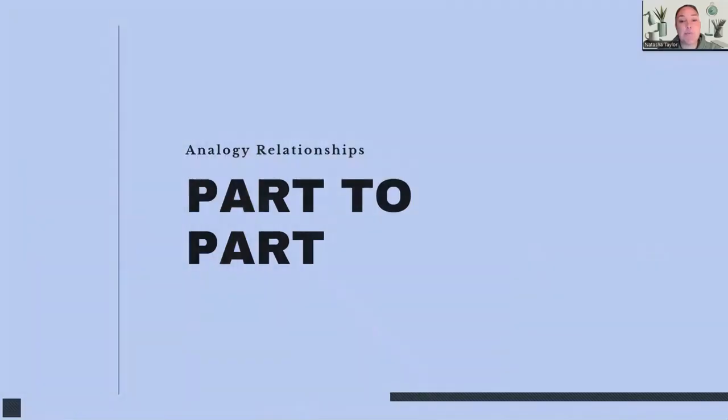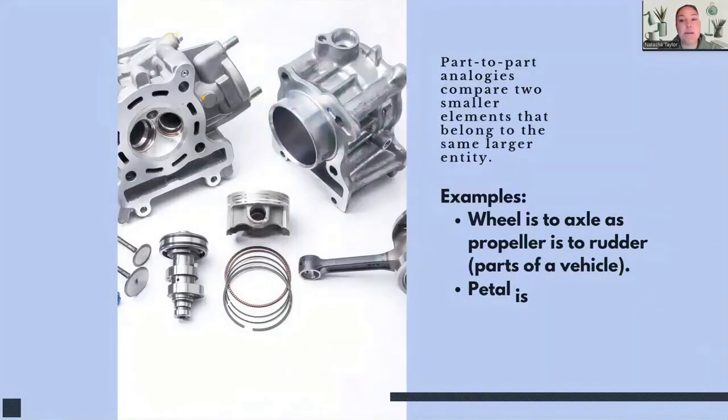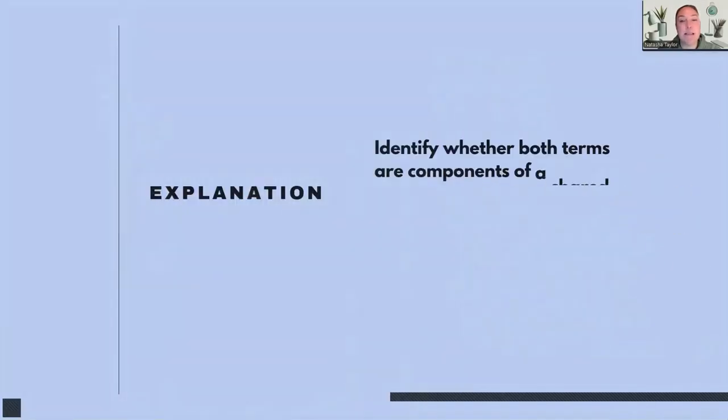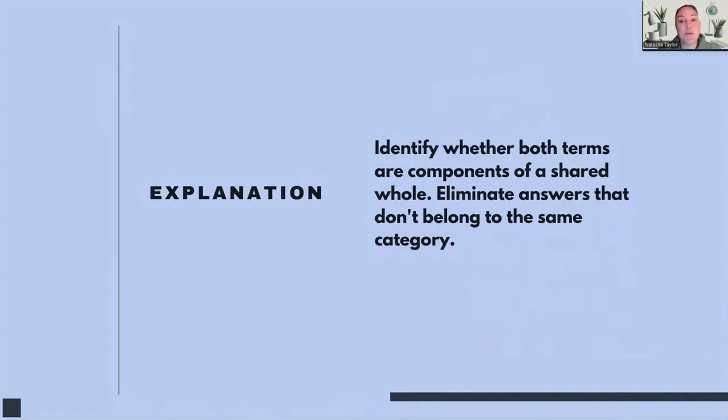Analogy relationships, part to part. Part to part analogies compare two smaller elements that belong to the same larger entity. Examples: wheel is to axle as propeller is to rudder, parts of a vehicle. Petal is to stem as finger is to toe, parts of an organism. Explanation: identify whether both terms are components of a shared whole. Eliminate answers that don't belong to the same category.